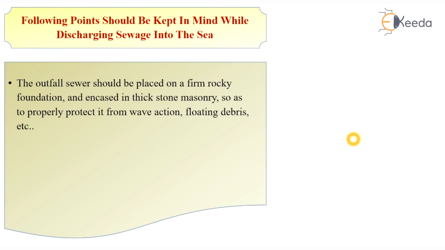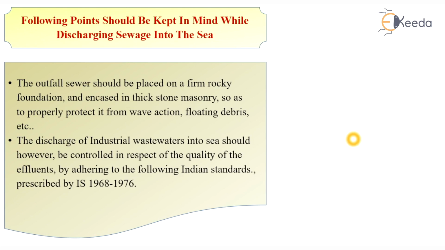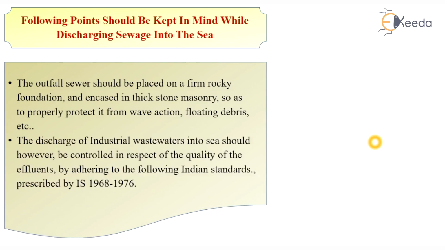So the outfall sewer should be placed on a firm rocky foundation and encased in thick stone masonry so as to properly protect it from wave action, floating debris, etc. The discharge of industrial wastewater into the sea should, however, be controlled in respect of the quality of the effluent by adhering to the Indian standards that we will see in the next lecture. Okay, these are the points to be kept in mind while discharging the sewage into the sea.